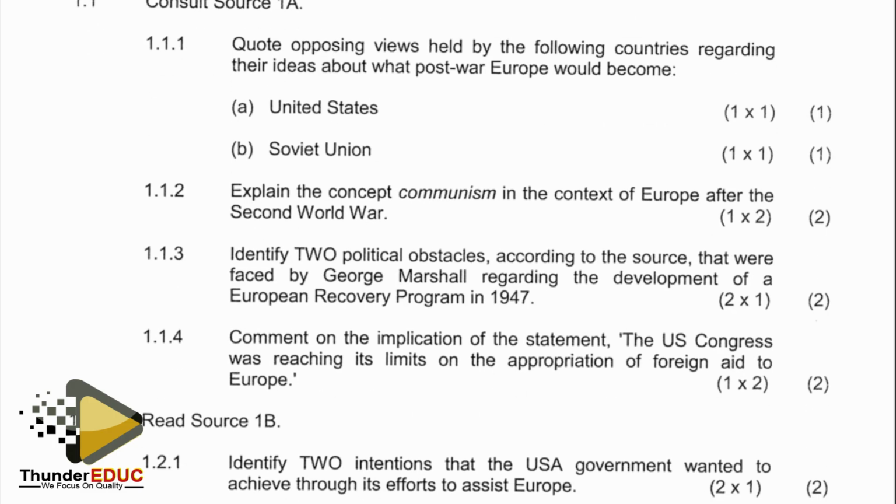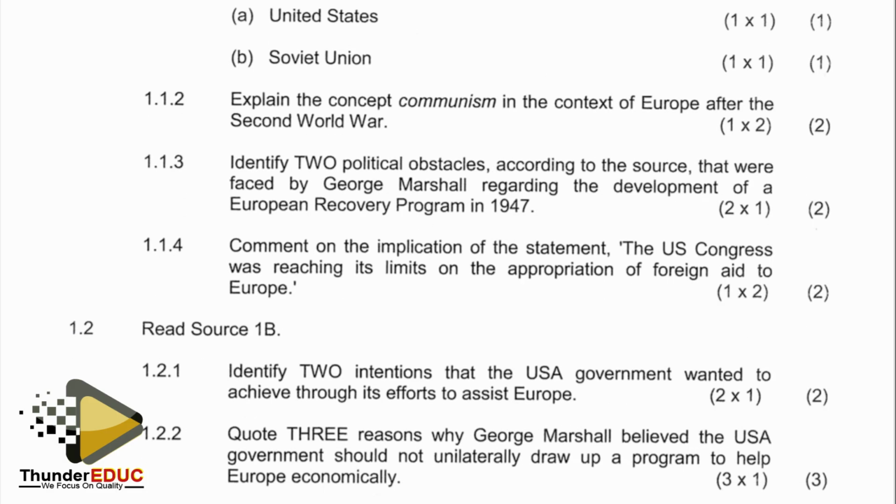And also if you check, we also have a 2 by 1. 2 by 1 is not the same as 1 by 2. 1 by 2 is one response with 2 marks. Then this one is 2 responses with 1 mark each to give a total of 2, which implies that here you need to give 2 different responses, and each response will be worth a single mark. You get a total of 2 marks.